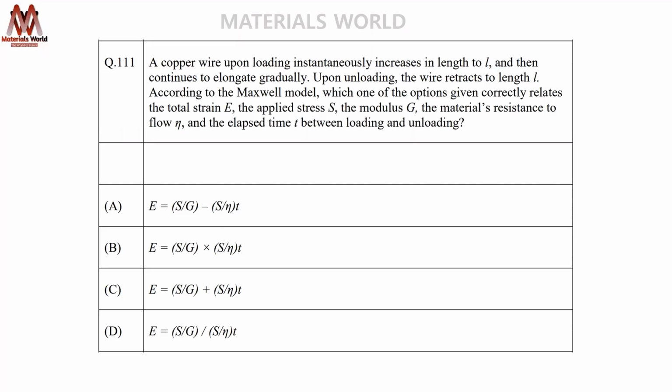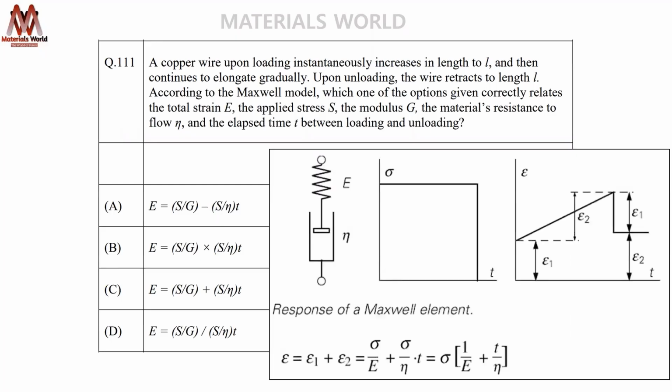Now, the second question is directly related to the Maxwell model, that is the creep experiment. In the creep experiment, you have one spring in series with one dashpot, and the constants are the elastic modulus and eta. Your total strain is the strain from both the series spring and dashpot, and this equation is well known. It is the same equation that is given in the option.